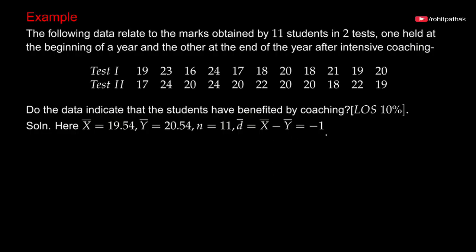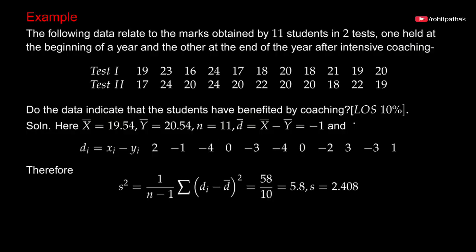Difference between the means is -1, and difference between the scores of each student 19 minus 17 is 2, 23 minus 24 is -1, 16 minus 20 is -4, and so on. Therefore variance is 1 upon n minus 1 summation di minus d bar whole square. This is the variance of the difference. So variance comes out as 5.8. Standard deviation is square root of 5.8, which is 2.408.